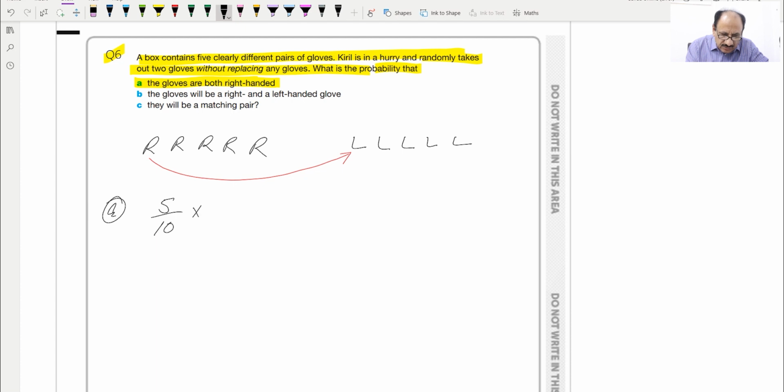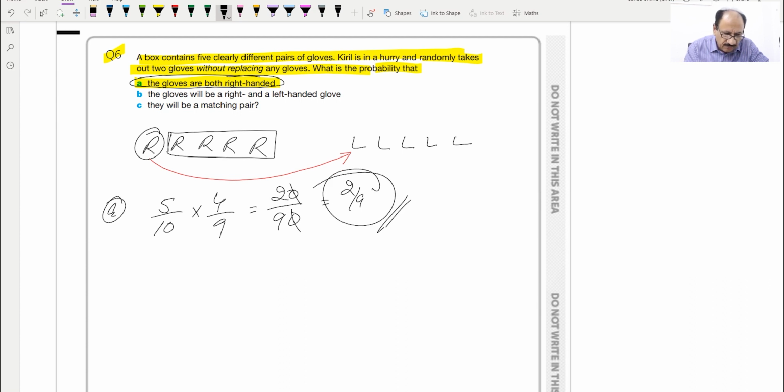And for the next R, we can take 4, remaining will be 4, so 4 over 9. So both right-handed, because we are choosing both right-handed, we are not choosing left-handed. So for the first one will be 5 out of 10, for the second R will be 4 out of 9, and this will be equal to 20 out of 90, and we can cancel zeros, and this will be 2 by 9, and this will be the answer for A part.